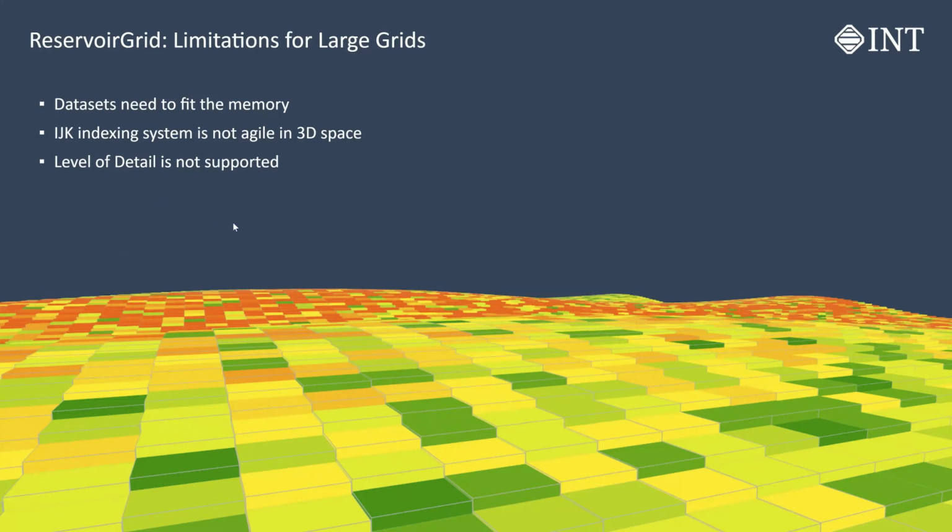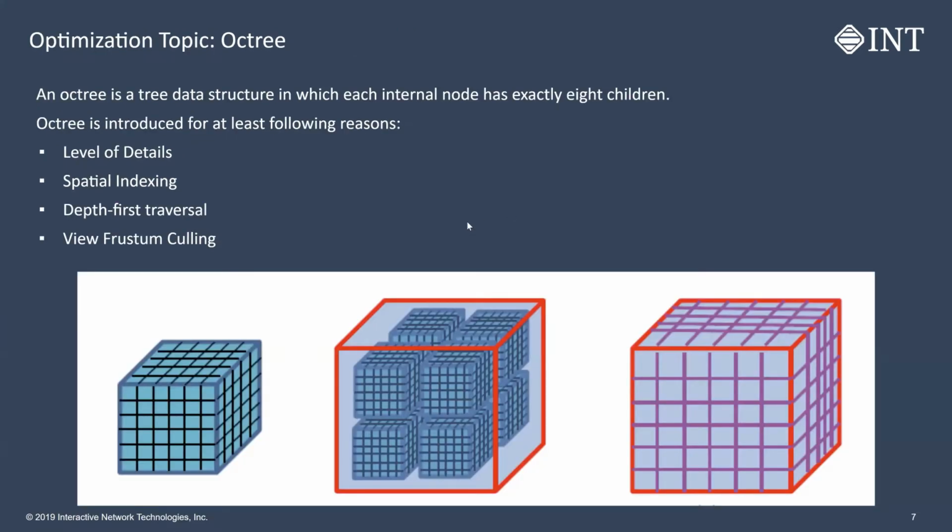Level of detail is not supported. Just in case some of you haven't heard about level of details, that means if you move your camera closer to the scene, it will show more cells, and it will have a higher resolution. If you move your camera away from the grid, it will see less cells and a lower resolution.